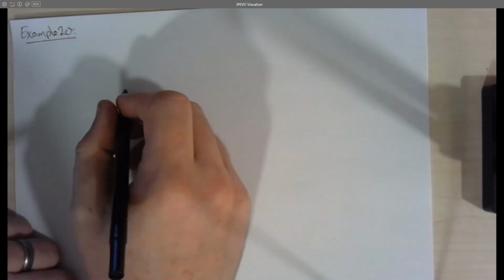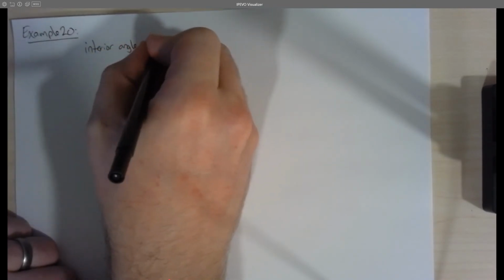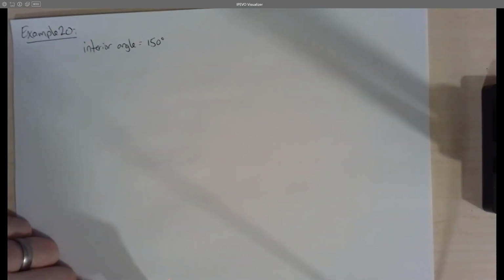In example number 20, we're told if each interior angle, so we're given the interior angle, of a regular n-sided polygon is 150 degrees, find the value of n. Okay, so we need to figure out the amount of sides for this particular shape. We know that interior angle equals 150. Now this isn't the sum of the interior angles, this is just an individual one. And so we need to kind of figure this out from here.